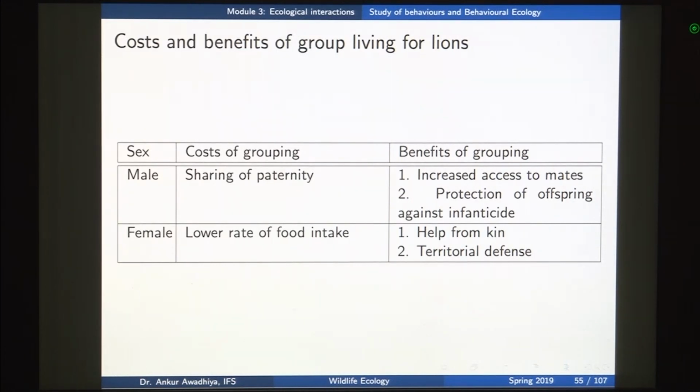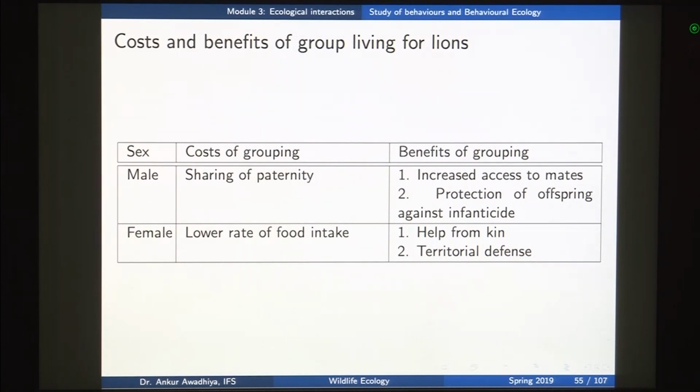Now, we consider the cases of males and females separately. If you are living in a group and you are a male lion, there will be a sharing of paternity. If in the group you only have one male lion, all the cubs that are born in this particular pride will be fathered by only that lion. But if that lion allows another male lion to live inside that group, that male lion may also give rise to progeny. In that case the paternity of the cubs is shared by both of these lions. If you have 3 or 4 male lions living together, all of them will be sharing the paternity. In other words, the one male lion that earlier had exclusive access to all the females now has to share the females with the other lions. So, that is a cost of grouping for the male lion.